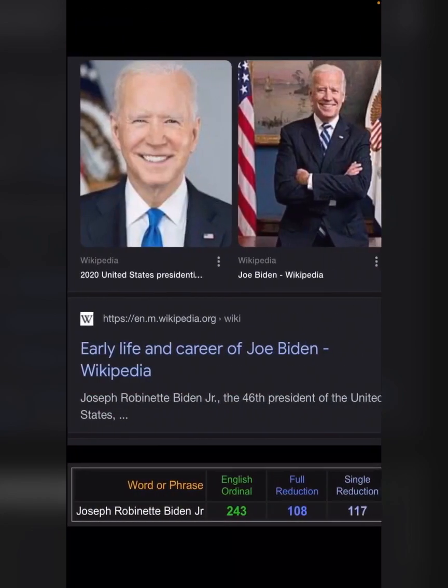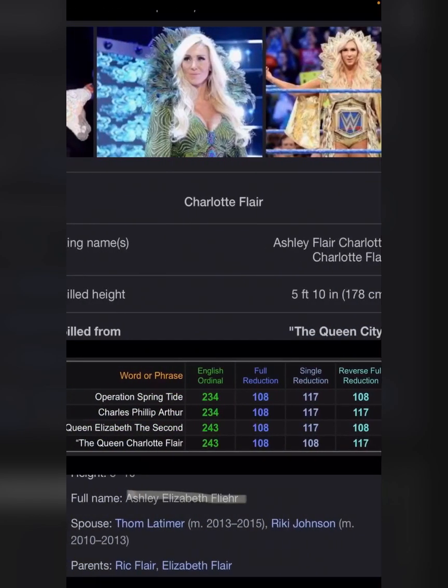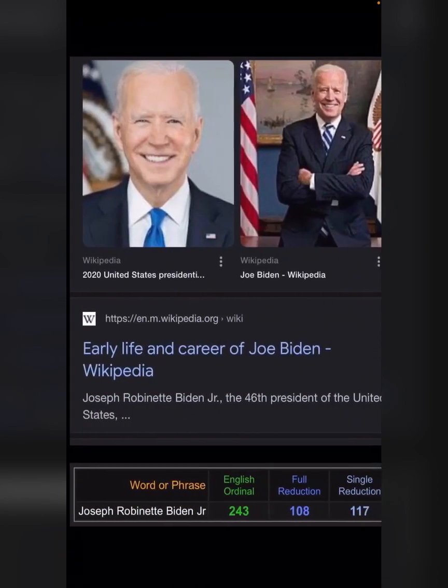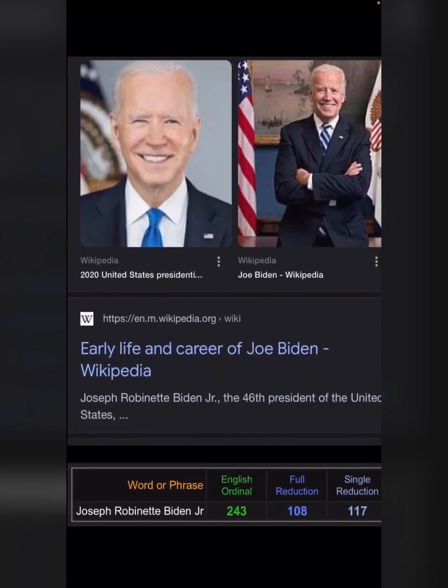His full name is, again, the same three numbers that continue to come up. The 243, if you go back, 243 matching Queen Elizabeth II, the 108, and the 117, all in Joseph Robinette Biden Jr.'s full name. Again, how much more rigged can you get? You're talking about the Queen and the President of the United States right now. So let's move on.